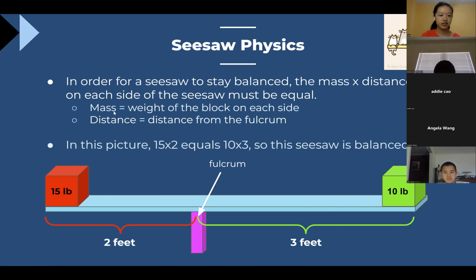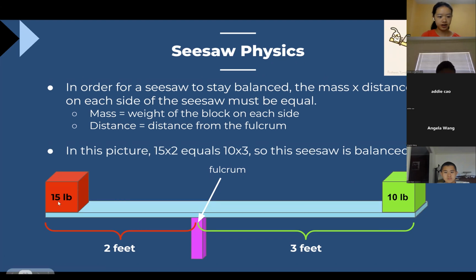Basically, in this picture, the left side would be 15 pounds times 2 feet. So that's 30. And the right side would be 10 pounds times 3 feet. And that is also 30. And since these products are the same, then the seesaw is balanced. If they aren't the same, then it's not balanced, and it would be tilted to one side, depending on which one is bigger.